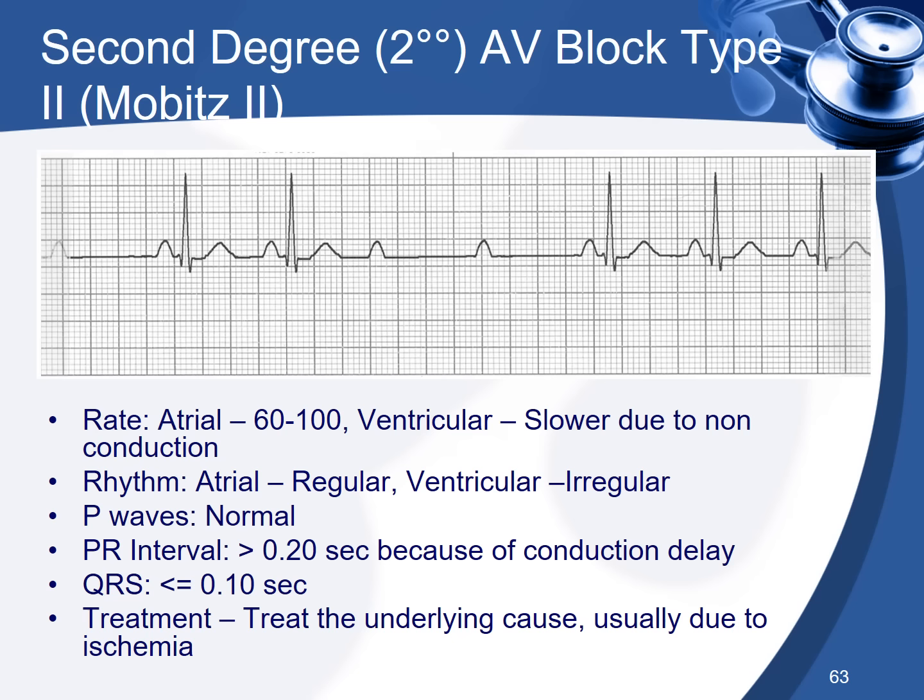Your next group is second degree AV block type 2 or Mobitz 2. Here, our communication is a lot worse. So here's a normal beat, normal PR interval, normal PR interval. However, we have more P waves with no QRS after it, so more blocked signals. Here's another one. Here's normal, and these are all normal. Your ventricular rate is going to be a lot slower.